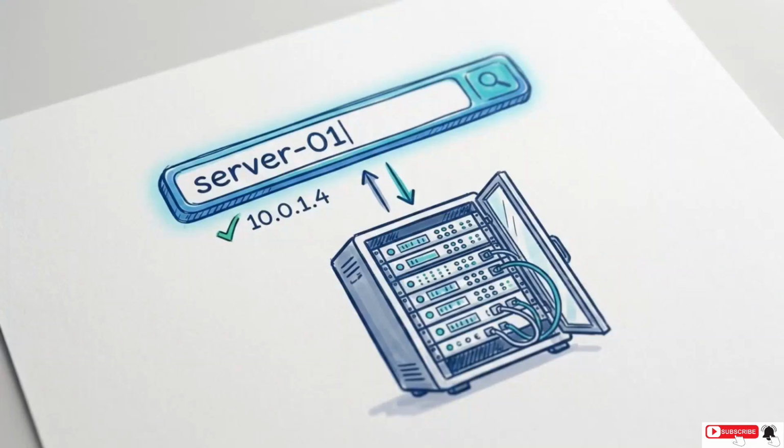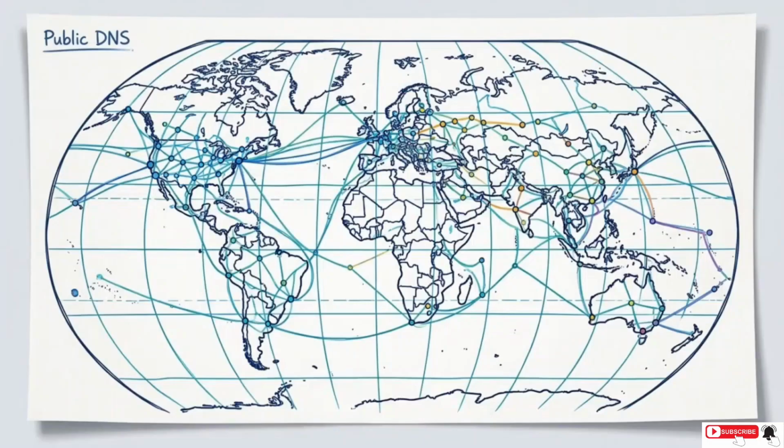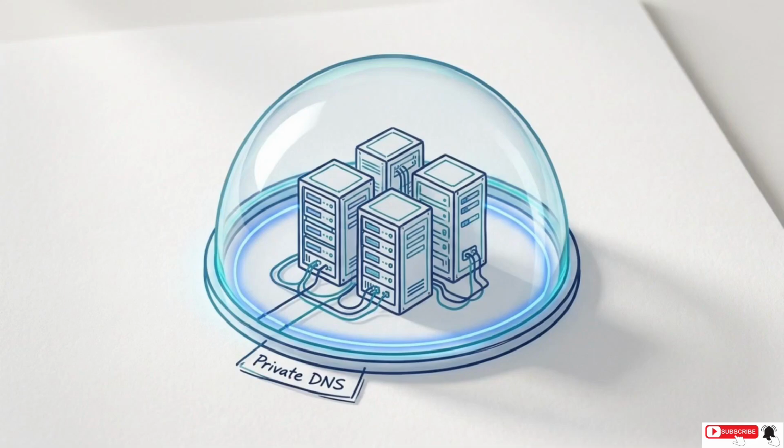Once connected, resources need to find each other by name. Public DNS acts as a global directory for internet-facing services. Private DNS is a restricted internal directory. It only resolves names for resources inside the specific VNets you explicitly link to the zone.